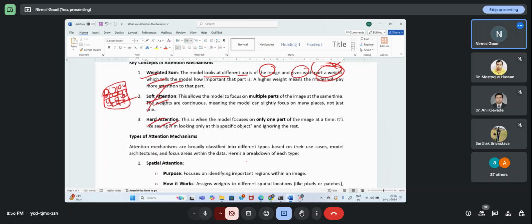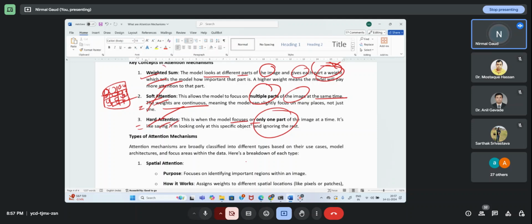In soft attention, the model focuses on multiple parts of the image at the same time. Here continuous weights are given. In hard attention, the model focuses on only one part of the image at a time, not all the parts. So it is discrete or binary in nature, because when I focus on one part at a time, the rest will be zero. This is hard attention and this is soft attention. Soft attention is continuous in nature; the weights are continuous.